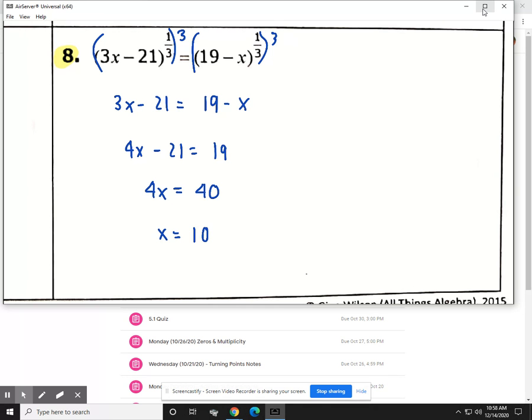Let's just check it real quick. 3 times 10 is 30. 30 minus 21? 9. So you have 9 to the 1/3. Okay, what's 19 minus 10? 9 to the 1/3. Does 9 to the 1/3 equal 9 to the 1/3? Yes. Absolutely. If you typed it in your calculator, that'd have been like 2 point something. Equals 2 point something. Absolutely equal, not extraneous.